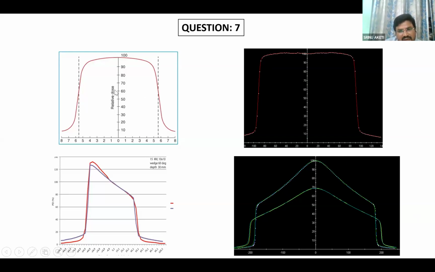Then why do you want a symmetrical profile? Why do you want symmetry? Sir, because we have to see the central axis. From there only we will be seeing, sir. So if it is symmetrical only, the overall dose distribution will be uniform, sir.